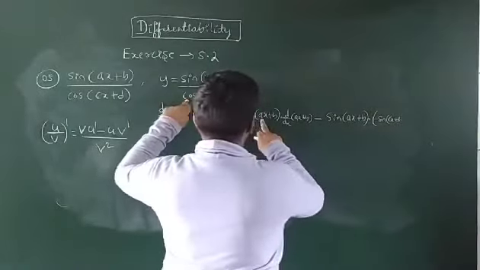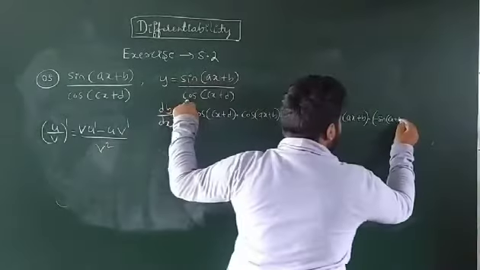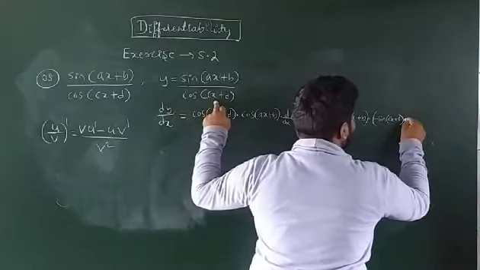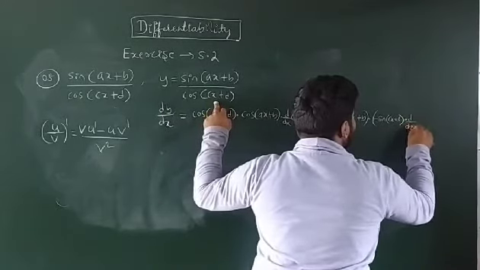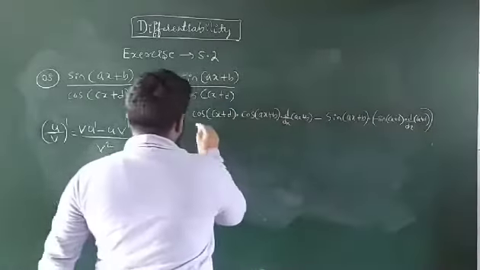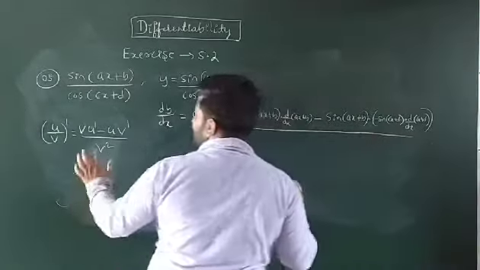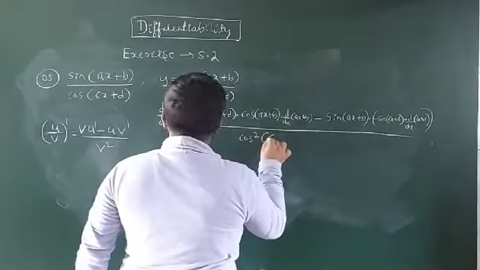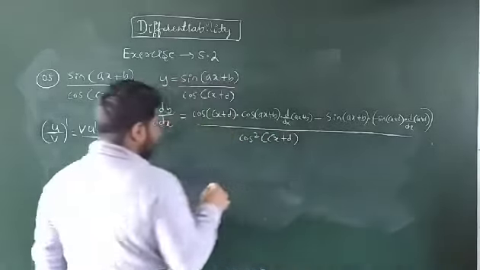Sorry, here cos cx plus d is there. Okay, minus sin cx plus d, yes, into d by dx of cx plus d. Okay, whole divided by, in the formula, denominator square. What is the denominator here? Cos square of cx plus d.